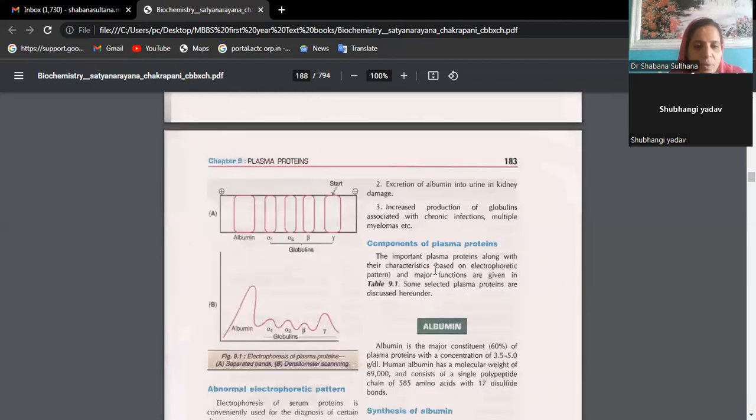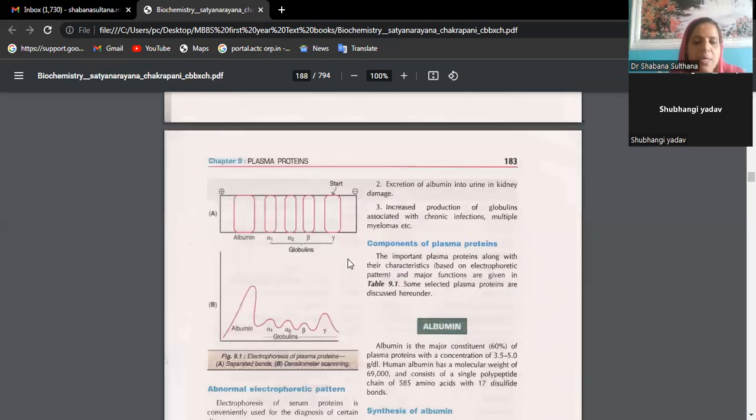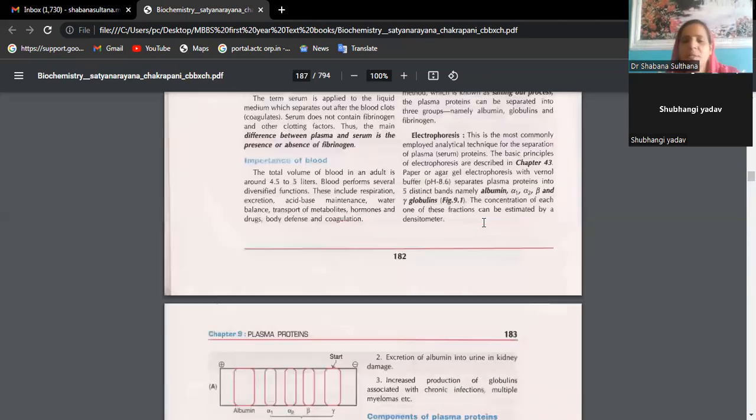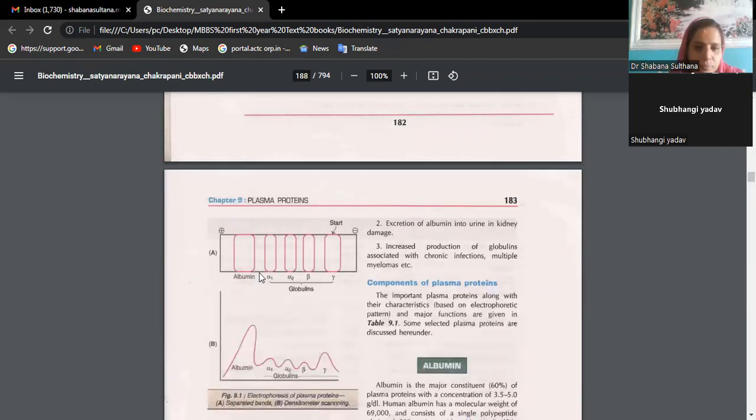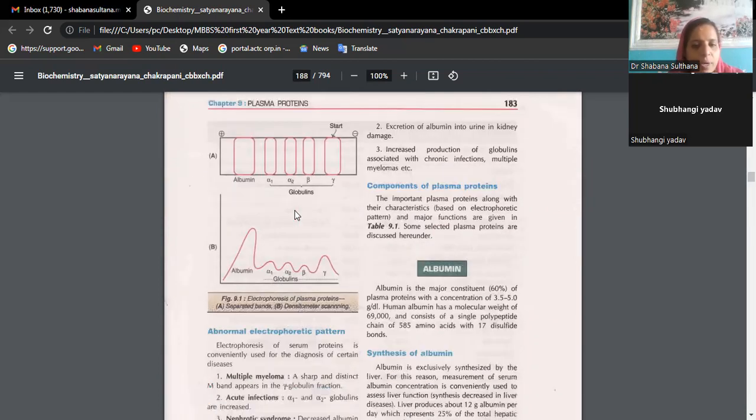Electrophoresis. Yes, electrophoresis can be asked. So plasma proteins, we know the names. A commonly employed analytical technique for the separation of plasma proteins is electrophoresis. We use electrophoresis to separate plasma proteins like albumin. Globulins are alpha 1, alpha 2, beta, and gamma. So these are globulins. So electrophoresis of plasma proteins, these are the separated bands.